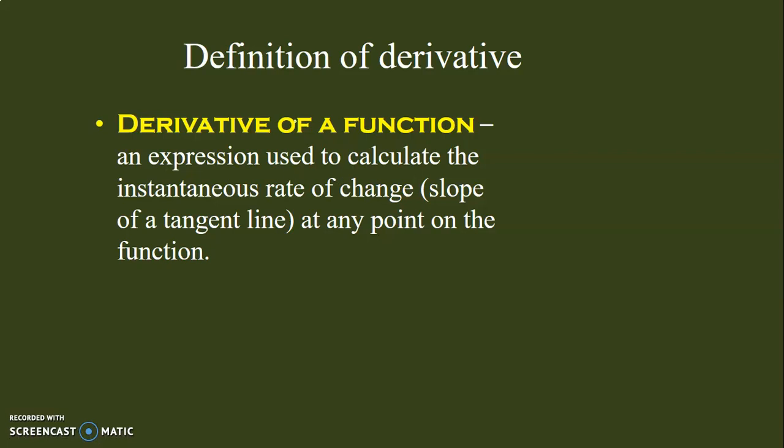When we talk about the definition of the derivative, for any given function it is an expression that's used to calculate the instantaneous rate of change, or the slope of the tangent line, at any point on the function. Keep in mind that the derivative is not the slope. The derivative is an equation where if you plug in an x value, you can find the slope of the original function.